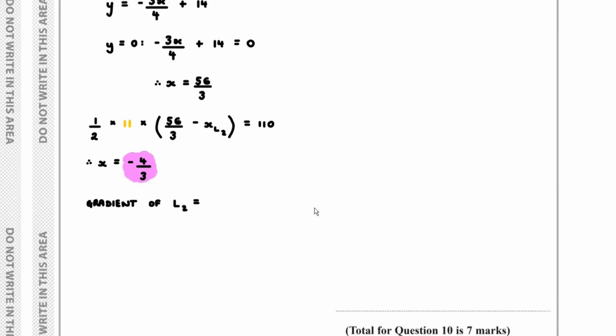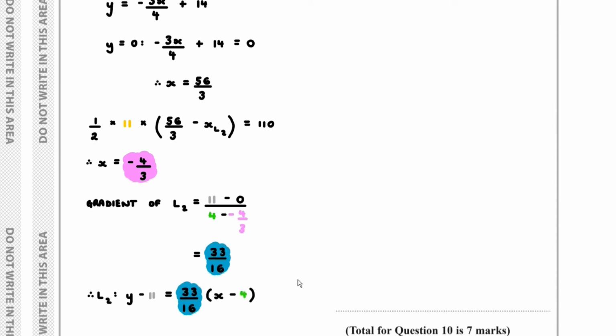So, the gradient of L2 is equal to (11 subtract 0) over (4 subtract negative 4/3), which is 33/16. So L2 has equation y subtract 11 equals 33/16 multiplied by (x subtract 4), which simplifies to y equals 33/16 x plus 11/4.